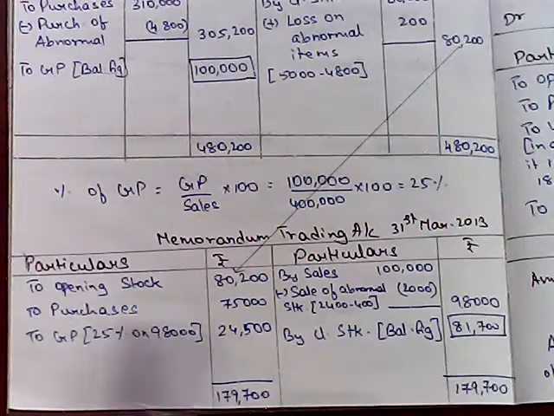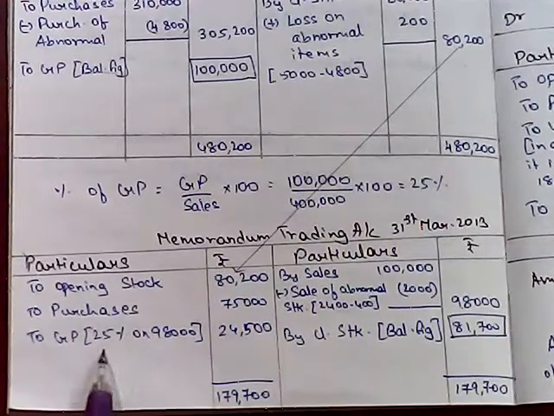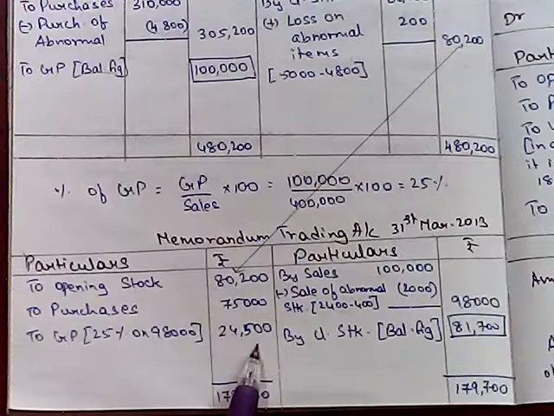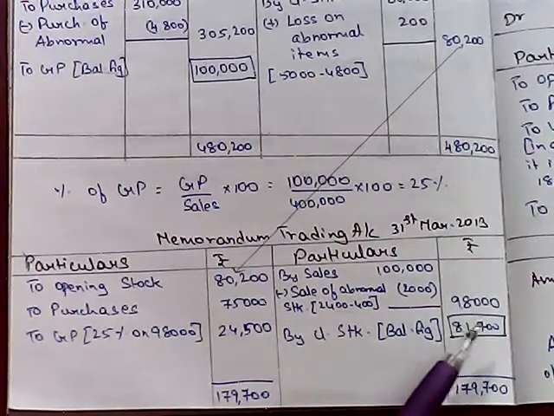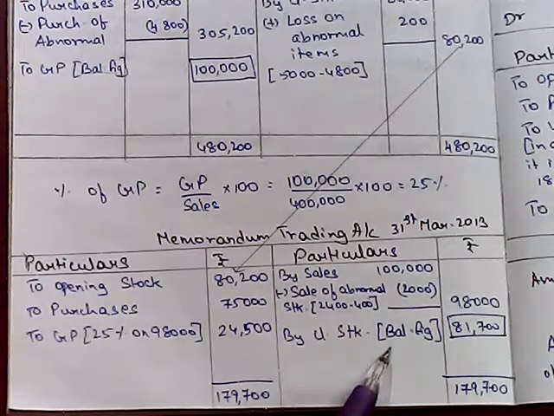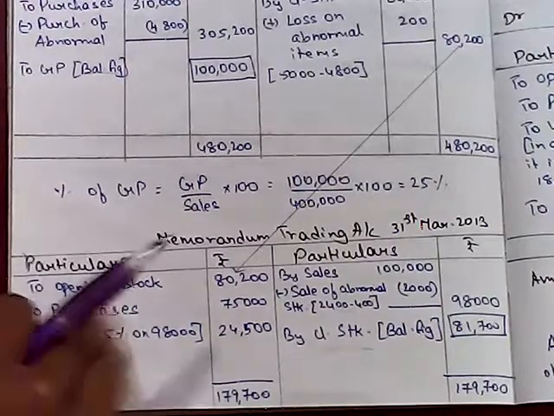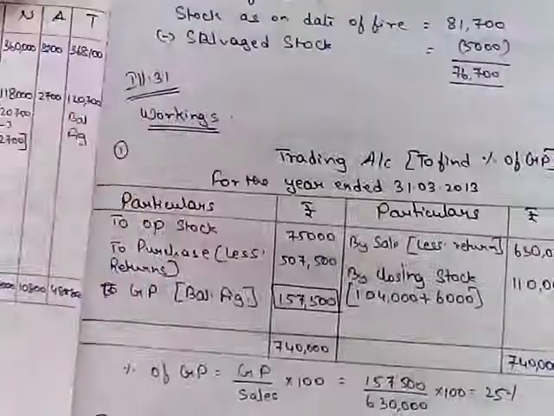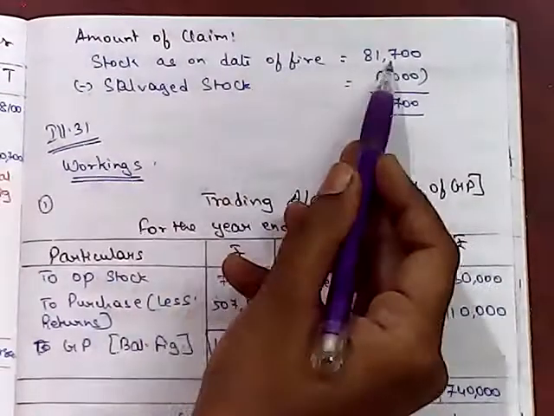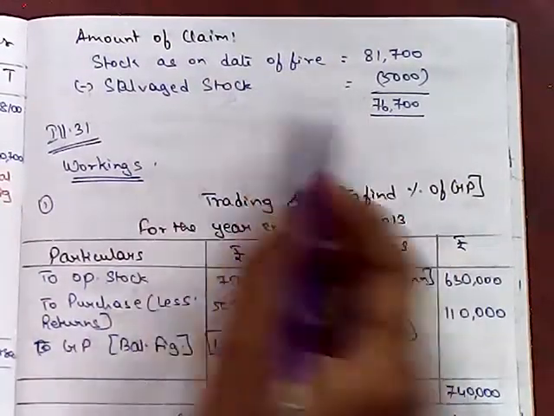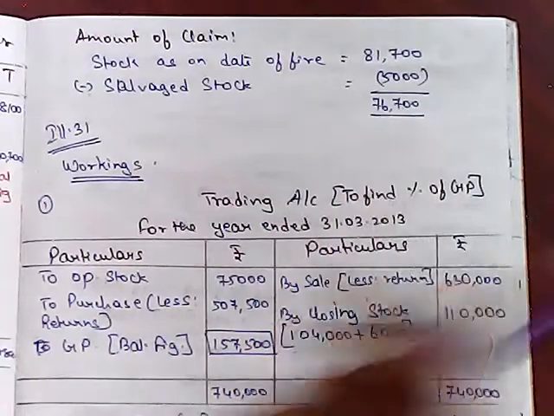So on this 98,000 only we have to calculate the gross profit ratio. That is the amount. 25% on 98,000 is 24,500. So when we go to the credit side, we have sales as 98,000. Therefore the balancing figure is in the credit side, which we call it as closing stock, which is 81,700. So now the amount of claim, this is the next step. Stock as on the date of fire is 81,700 minus salvage stock, which is 5,000. So this is the amount of claim, 76,700.